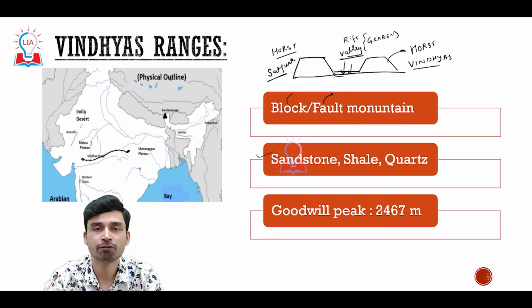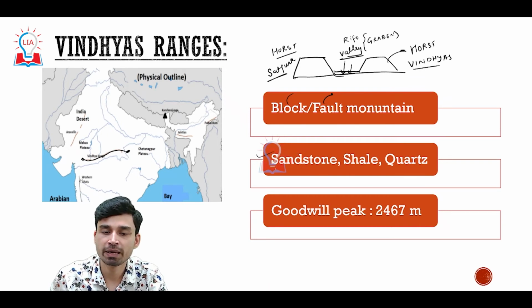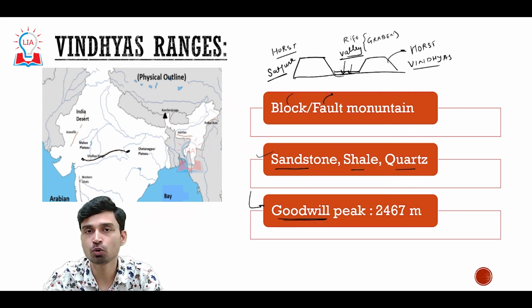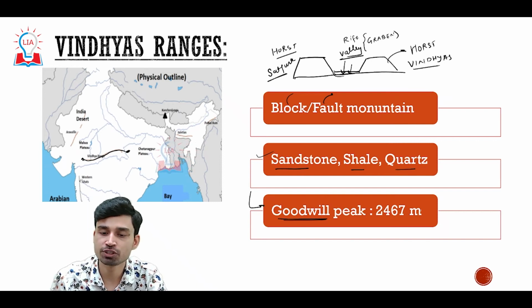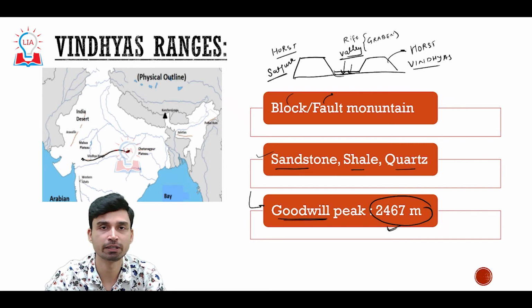Structure wise, Vindhya range is made up of mainly sandstone, shale and quartz rocks, and the highest point of Vindhya range is called Goodwill Peak, which is also called Sadbhavana Shikhar, which is situated at an altitude of 2467 meters.